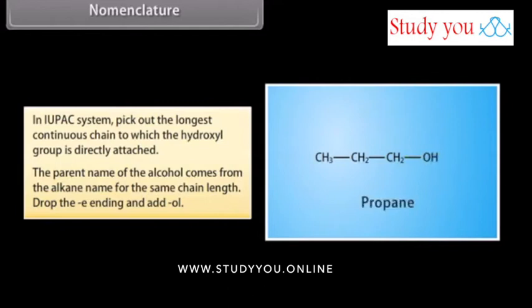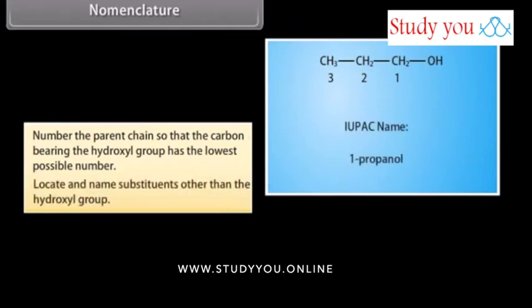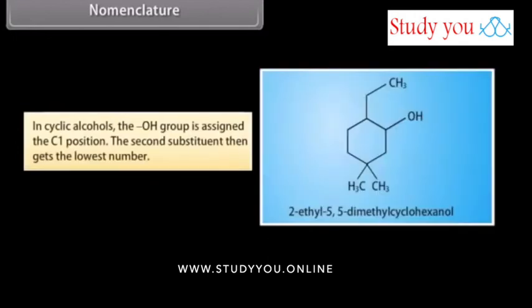Drop the E ending and add OL. Number the parent chain so that the carbon bearing the hydroxyl group has the lowest possible number. Locate and name substituents other than the hydroxyl group. Example: 2-methyl-2-propanol.